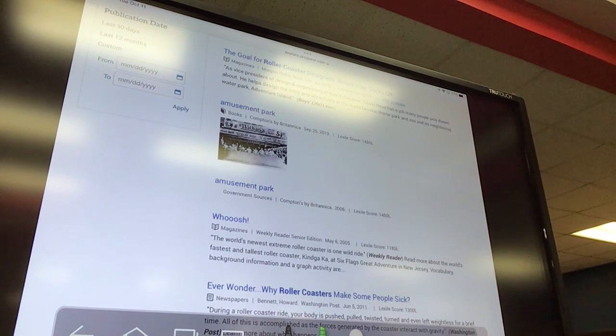Another great question could be like, what supports the roller coaster? Because if we just have a bunch of tubes and tunnels, what's going to make it stay up? Is that going to be important to know? Yeah. So what do you think? What do you want your question to be?